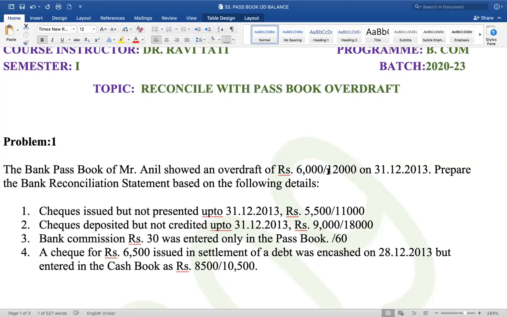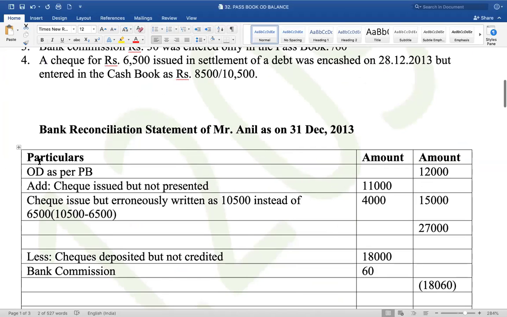Now this 12,000 is the overdraft. I'm doing with 12,000, you will do with 6,000. This 12,000 is the overdraft as per what? Overdraft as per passbook. So, OD as per passbook, how much? 12,000.